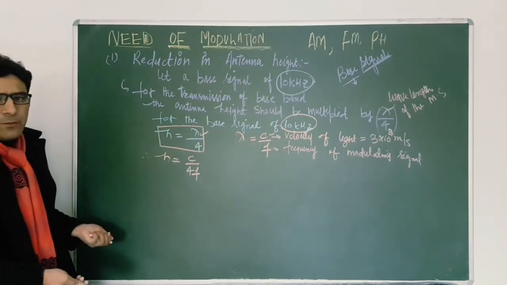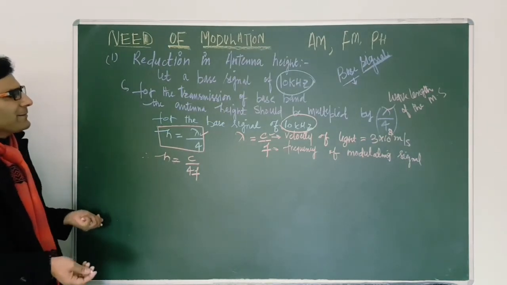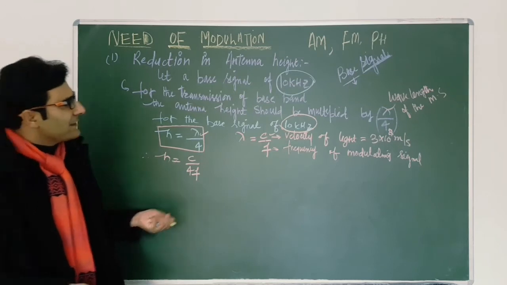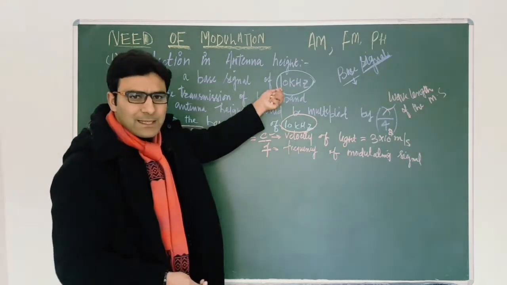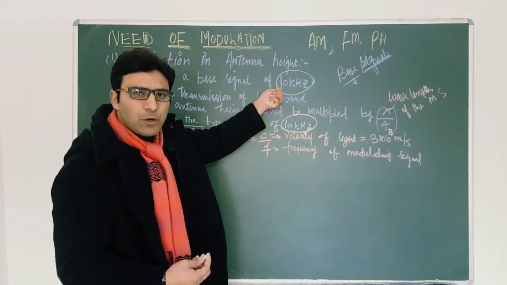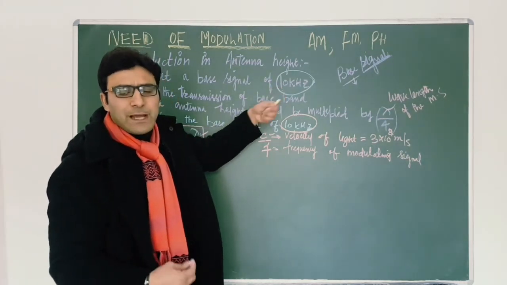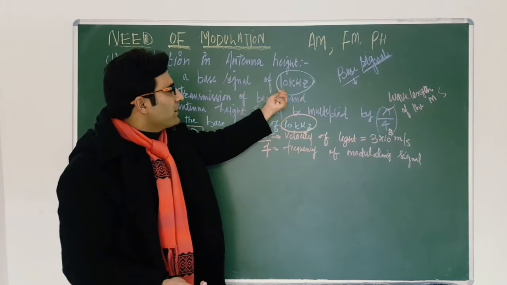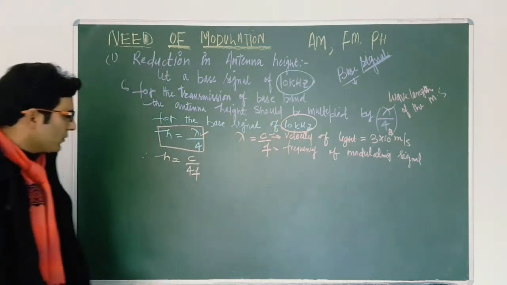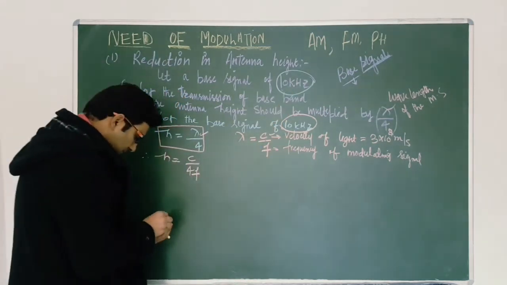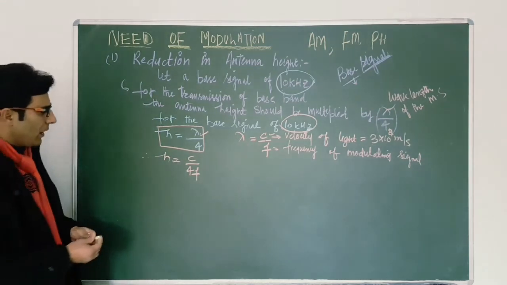What we are doing is finding the requirement of the antenna. We require an antenna if we transmit a signal of 10 kilohertz before modulation, and after that we will modulate this 10 kilohertz with a high frequency carrier and then find out the antenna height. Okay, so it will become how much?